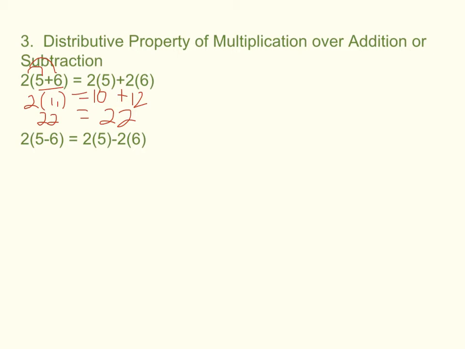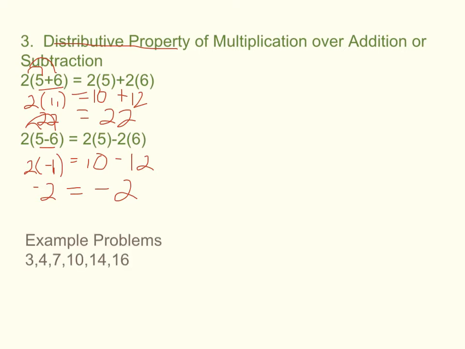So we can use the distributive property of multiplication over addition or over subtraction, as the next problem will show. In this problem, I would do 5 minus 6 first, which is negative 1, and 2 times negative 1 is negative 2. Or I could do 2 times 5 minus 2 times 6, and I'll get the same answer. 2 times 5 is 10, 2 times 6 is 12, and 10 minus 12 is negative 2. This property will especially be helpful when we deal with variables in algebra.